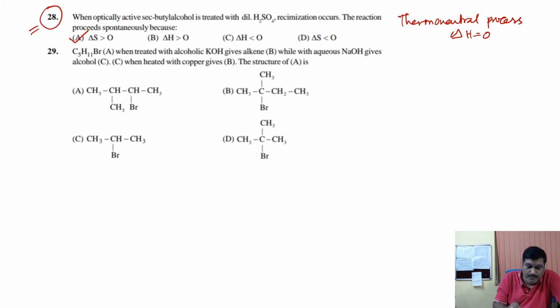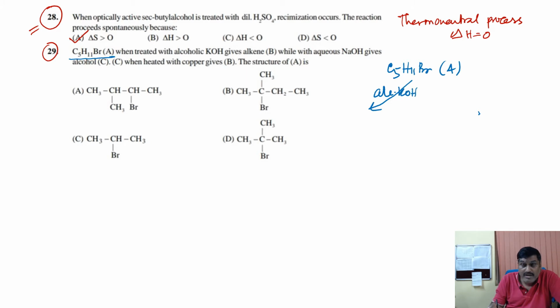Next question, question number 29, right? The question is: C5H11Br, when treated with alcoholic KOH, gives alkene B, right? While with aqueous NaOH, two things, just understand here. Let's write here C5H11 and there the Br, which is A, right? And with alcoholic KOH, okay, there you take alcoholic KOH. For what do we use alcoholic KOH? Elimination, E2 path, right? Elimination takes place there. The alkene forms, alkene B. This alkene is B, right?